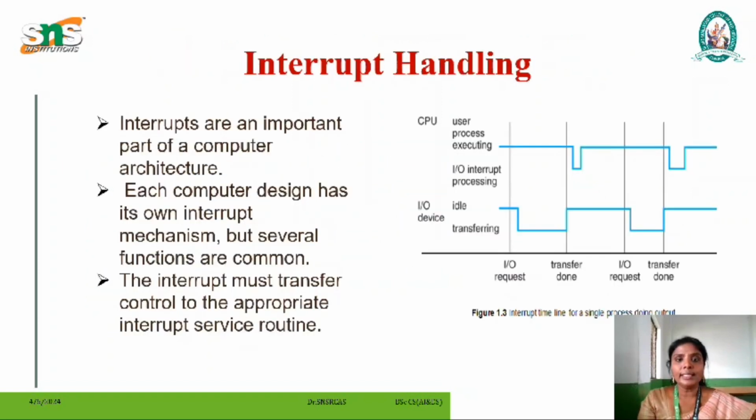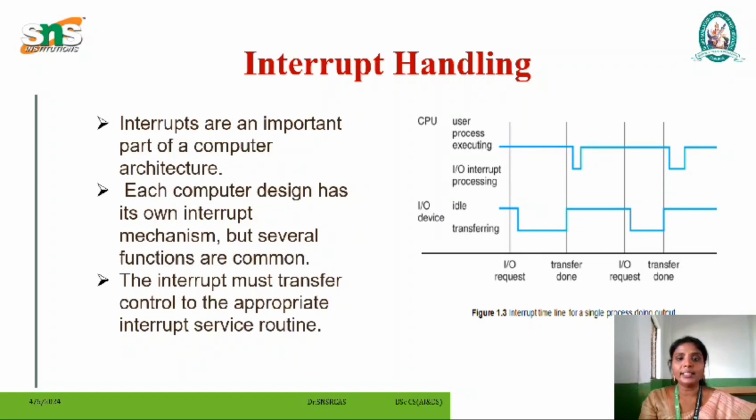Next we see interrupt handling. Interrupts are an important part of computer architecture. Each computer design has its own interrupt mechanism, but several functions are common. The interrupt must transfer control to the appropriate interrupt service routine. The straightforward method for handling this transfer would be to invoke a generic routine to examine the interrupt information. The routine in turn would call the interrupt-specific handler. The interrupt routine is called indirectly through the table, with no intermediate routine needed.